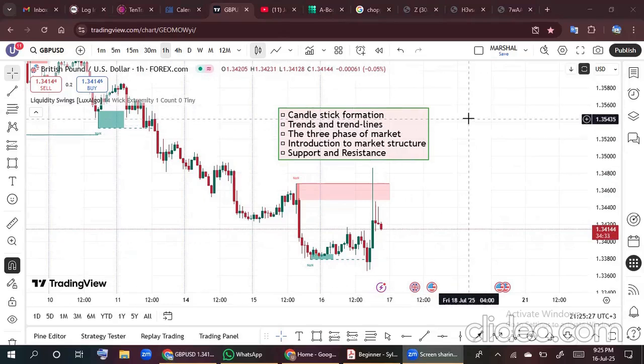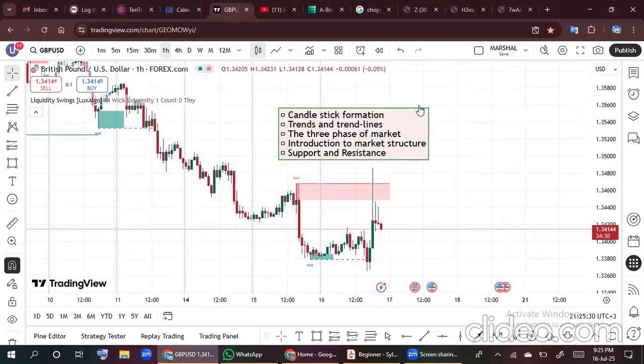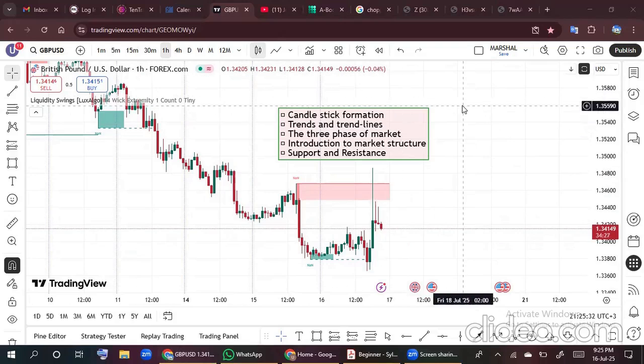I wanted to ask, consolidation and what's it called now, the ranging market, are they similar? It's the same thing, just the name. Some traders call it ranging, while others call it consolidation. So it's the same thing.